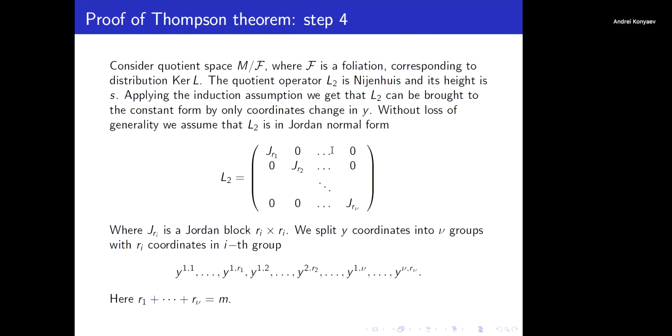Now we just take the quotient space, right? We take local coordinates. We take a foliation, which is the integral foliation of the distribution of kernels. We take the quotient space. This is the space of leaves. We have a natural projection of our operator on this space of leaves. Then we see that after we do this projection, because it was a factor by kernel, the height of the operator decreases. This is again simple linear algebra, right?